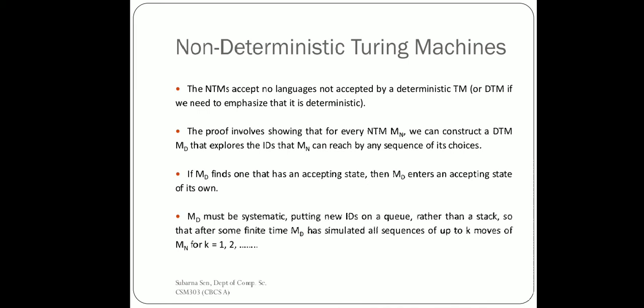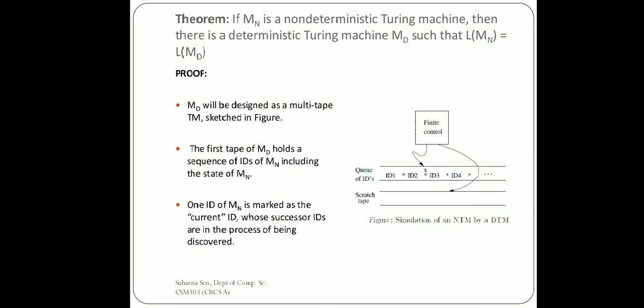Now you can see that this MD, the deterministic Turing machine, will use a queue rather than a stack, so that after finite time MD has simulated all sequences up to k moves of MN. Now we will say why it is using a queue and not a stack. What is the necessity of a queue instead of a stack? We will see in the proof that if you use a stack, the functionality will totally change. It is not possible to implement this with a single stack, but it can be done with a single queue.